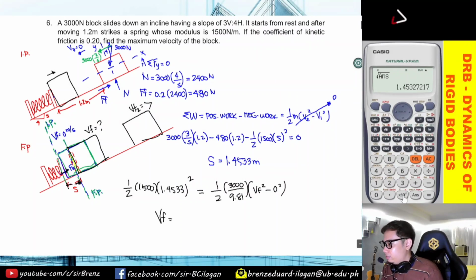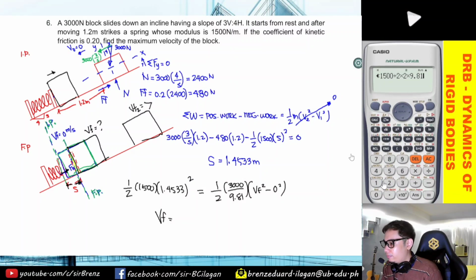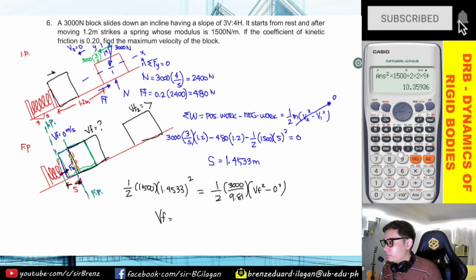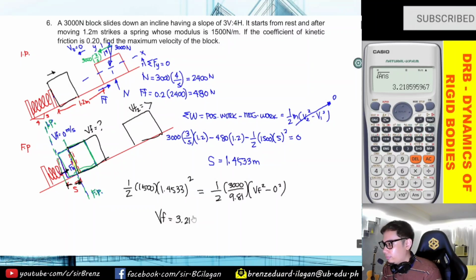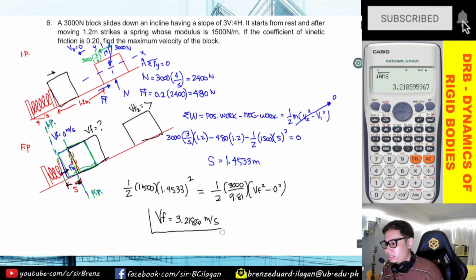Tignan natin yung calculator. So, ano to? Answer squared, answer times 1,500, and then divided by 2. Dapat kinancel ko na lang. Okay lang. So, times 2 ulit, times 9.81, and then divided by 3,000. And then square root of the answer. So, the answer for that is 3.2186 meter per second. Alright, guys. So, that is our final answer.